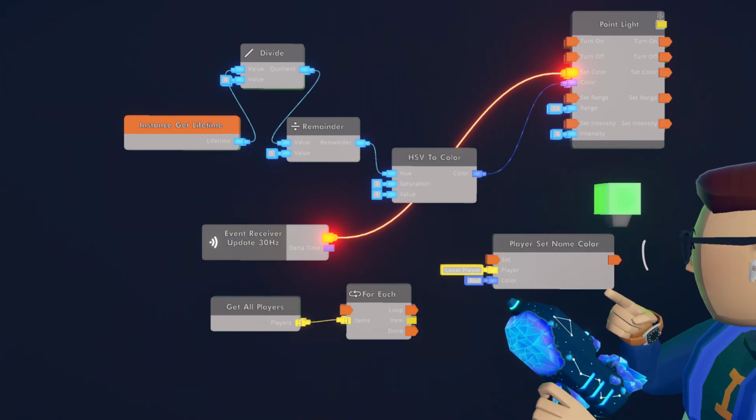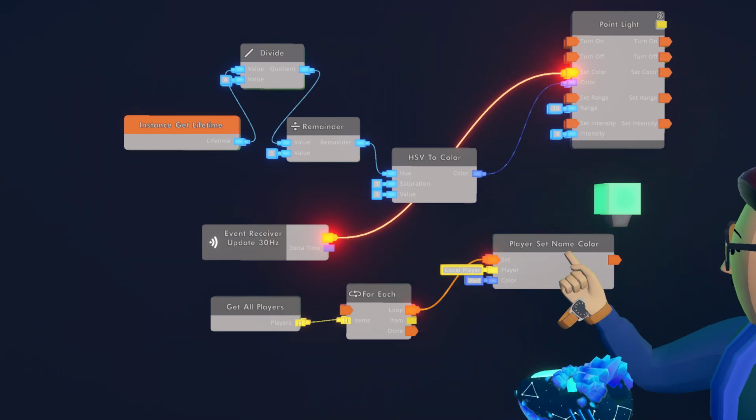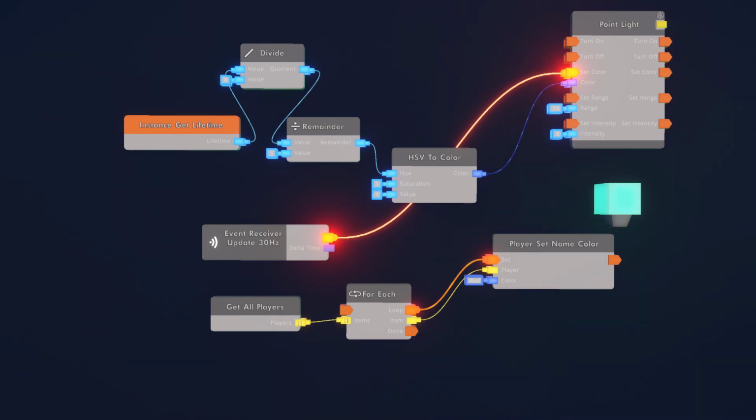So this looks like what we want to set players' names. So let's hook up loop into set player name.